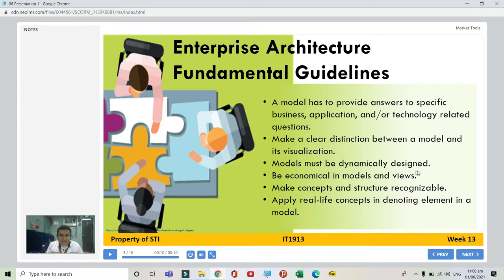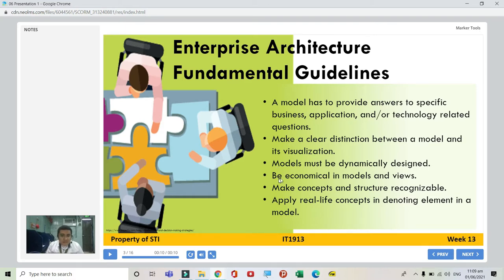Models must be dynamically designed. This means that whenever you create a model, any changes that happen in the business process, it should be able to adapt. Okay? That is one essential component to make a good enterprise architecture model.